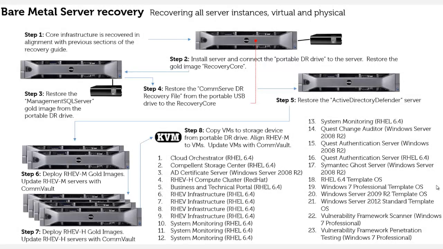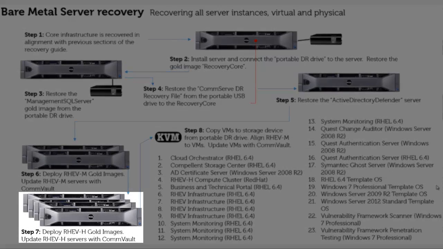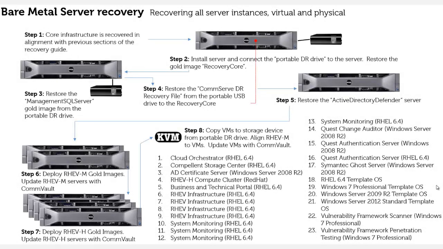We do the same thing in step 7 with RevH gold images, where we update the RevH servers with CommVault. So we load the gold image, and then we update them with any updated information that we may have from CommVault. Now that may be images that are sitting at another site that we've had flown in, or whatever the case. But we are able to do that. Since the CommVault environment's running, we will restore that information. So that's the physical servers.